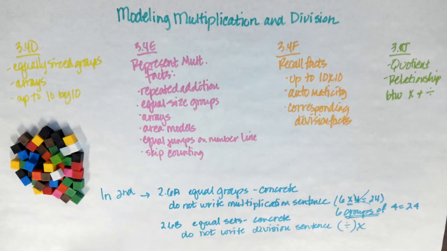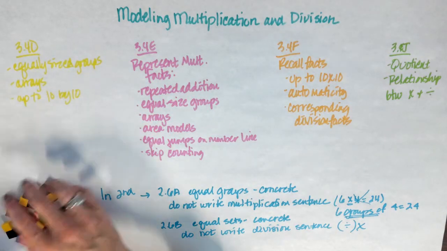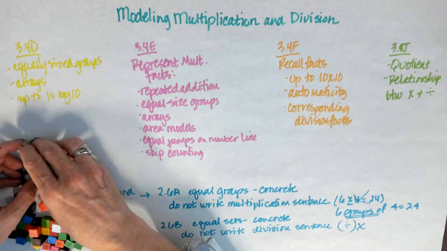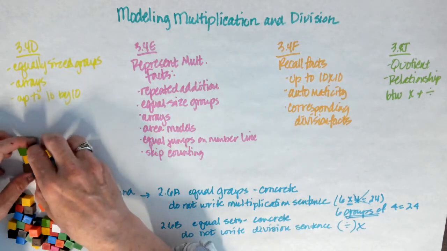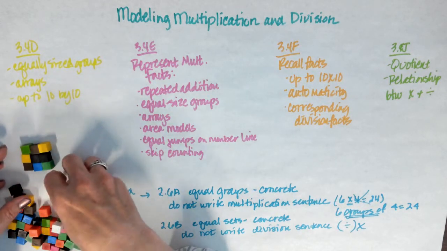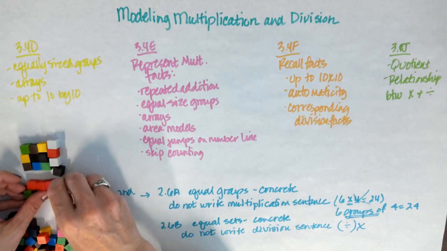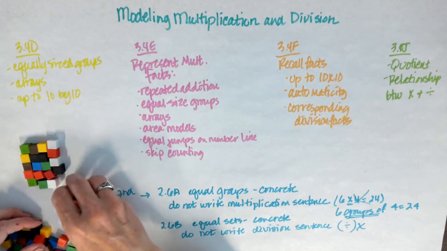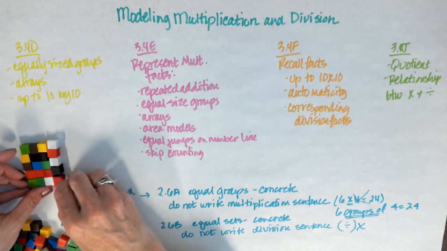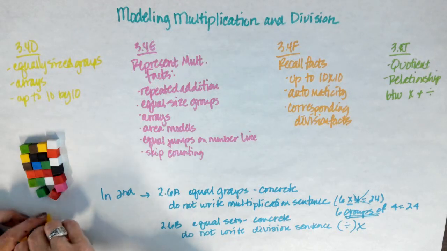So third grade, what do we do? Well, we start by 3.4D, determining the total number of objects when equally sized groups of objects are combined or arranged in arrays up to 10 by 10. So let's say we wanted an array that is 6 by 4 to go with the example that we've been using. It would look like this.